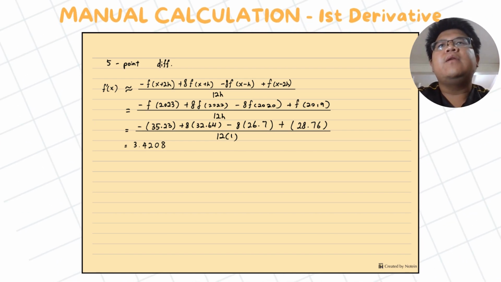And last but not least, the five-point method. The formula for the five-point method is negative f(x+2h) plus 8f(x+h) minus 8f(x-h) plus f(x-2h) over 12h, and the value for the five-point method is 3.4208.